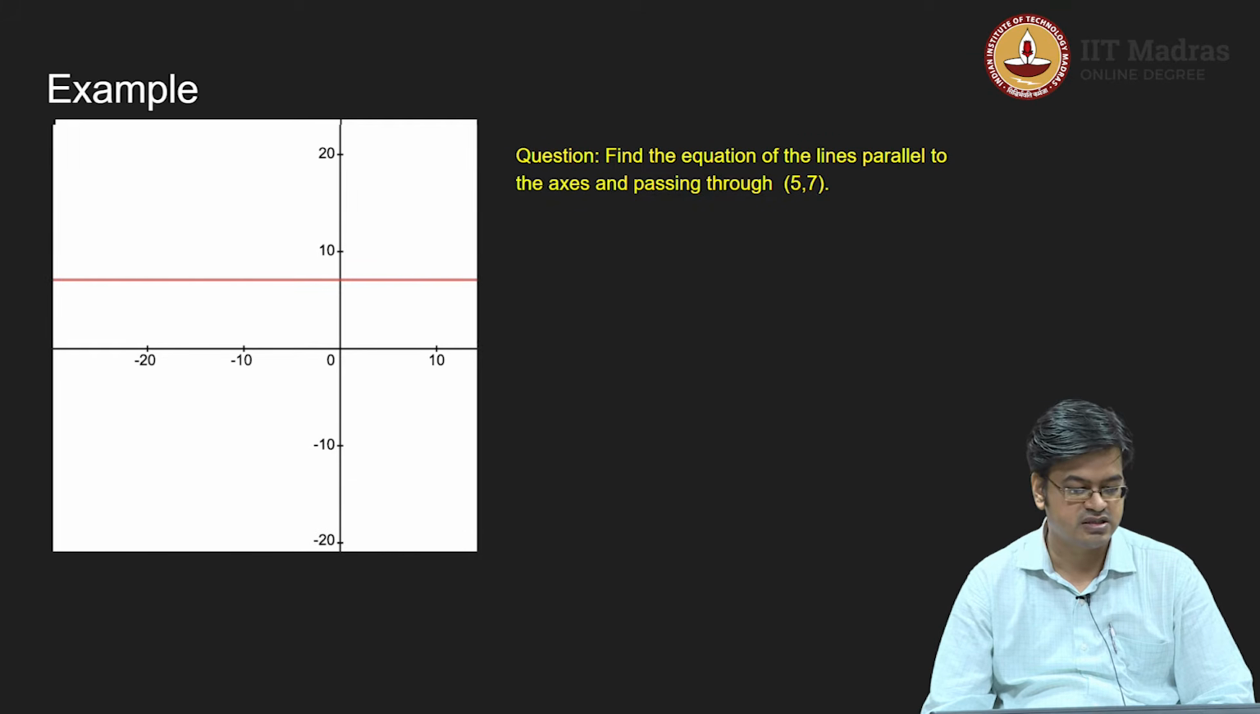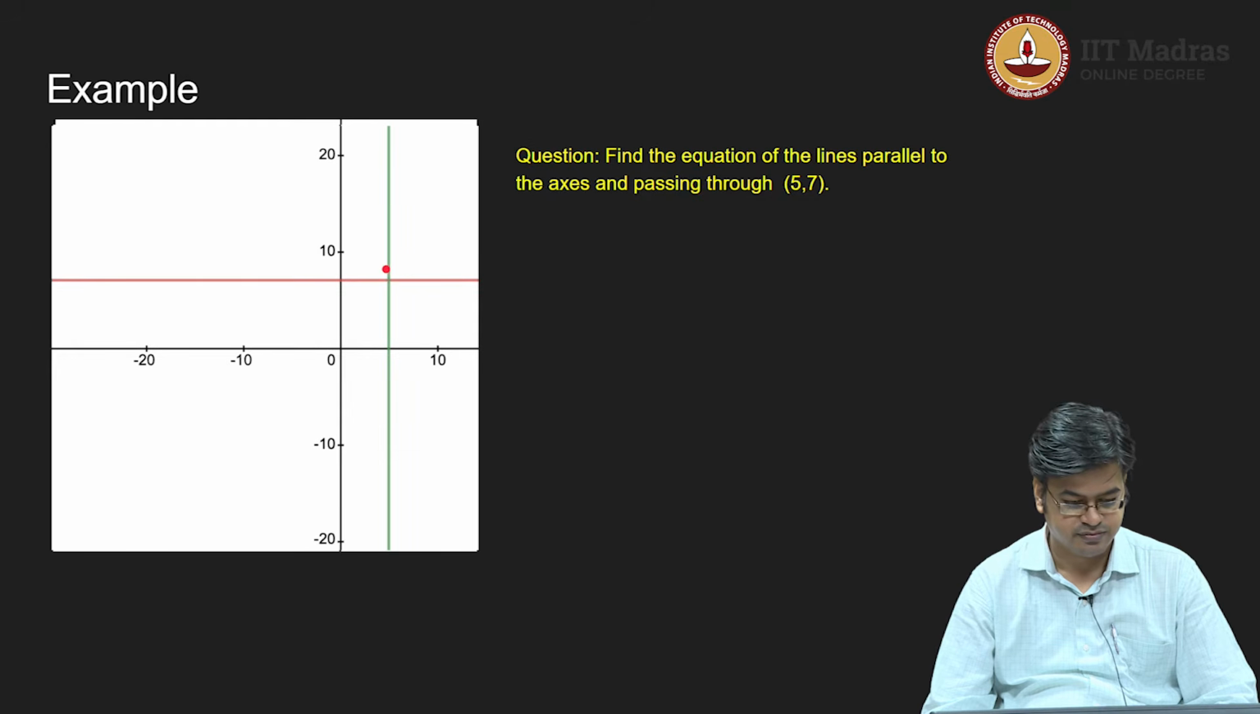So this is the distance 7, and now the next question is, I want to find a vertical line that passes through the point (5, 7). So now I need to know the distance of the line from the y axis. I will locate 5 over here, and all points on that particular line will be of the form (5, y). So (5, 7) will also fall on that line. So this is the line. This is how we will find the lines.